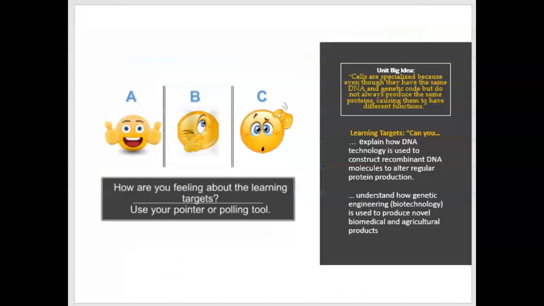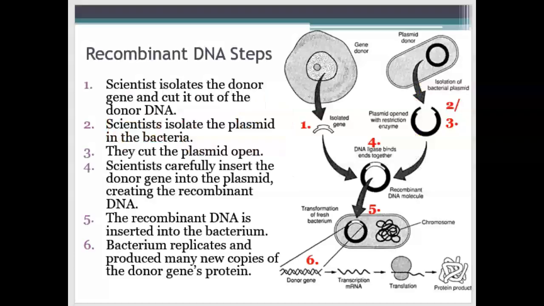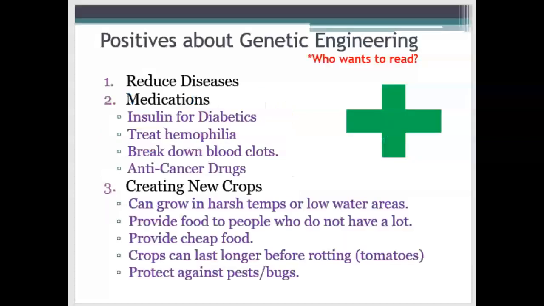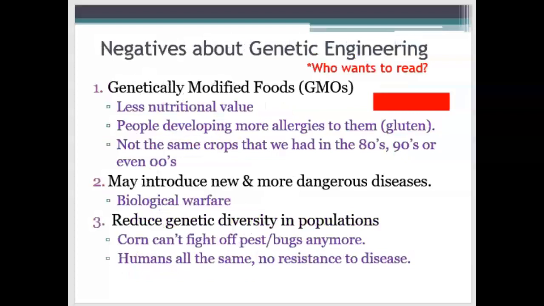So check in with yourself before you finish this recording. How are you feeling about the ability to explain? Would you be able to explain how DNA technology is used to make recombinant DNA molecules and alter the regular protein production? So just to recap, that was this process we're talking about. Would you be comfortable explaining this process, or at least identifying the steps in order? Make sure you can do that. And then, can you understand and explain how biotechnology can produce new and novel benefits and some negatives for us as a population?